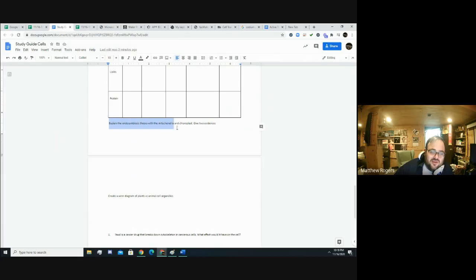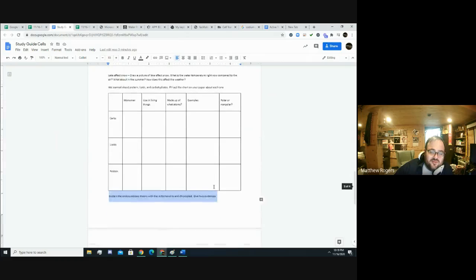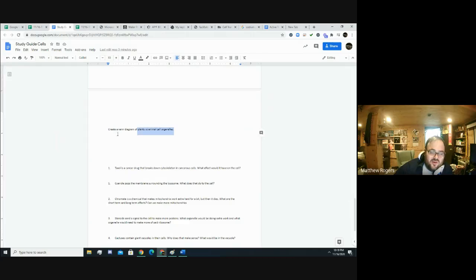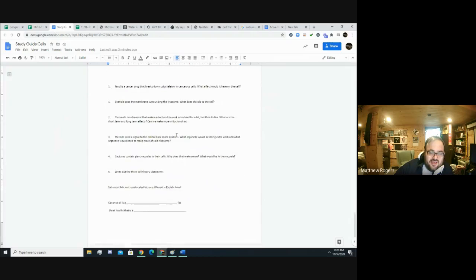Explain endosymbiosis theory, mitochondrial chloroplast. We already kind of did it up top, so I'm not too worried about that. We already created a Venn diagram. I'm not too worried about that.